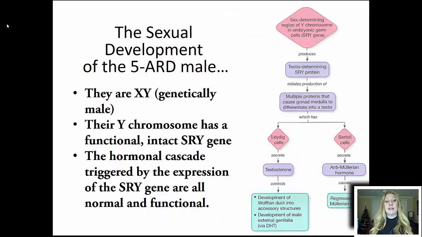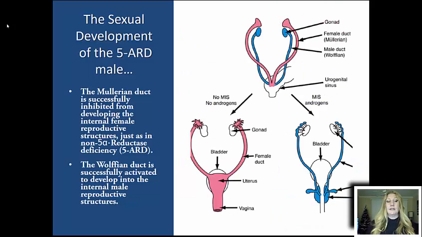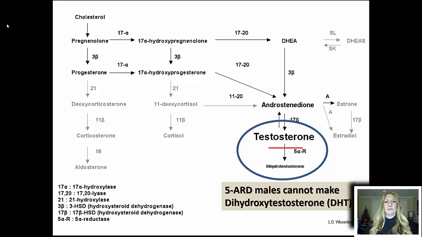These individuals with 5-ARD are genetically male, meaning they have an X chromosome and a Y chromosome. Their Y chromosome has a functional, intact SRY gene, and the hormonal cascade triggered by the expression of that SRY gene is all normal and functional. For example, the Mullerian duct is successfully inhibited from developing the internal female reproductive structures, just as in non-5-ARD people. And the Wolffian duct is successfully activated to develop internal male genitalia. We see, though, that the outer regions of the genitals are not triggered to masculinize. And the reason is because testosterone is unable to be converted to the DHT form that is needed for that external male genitalia formation.